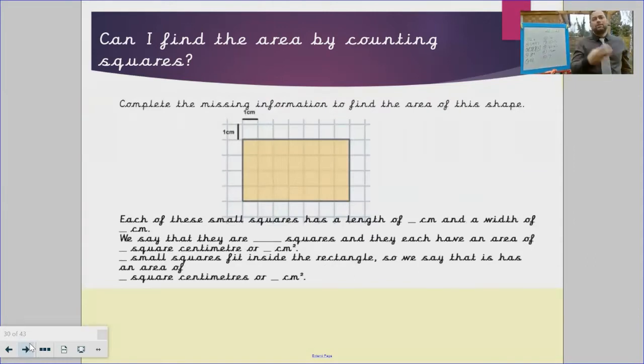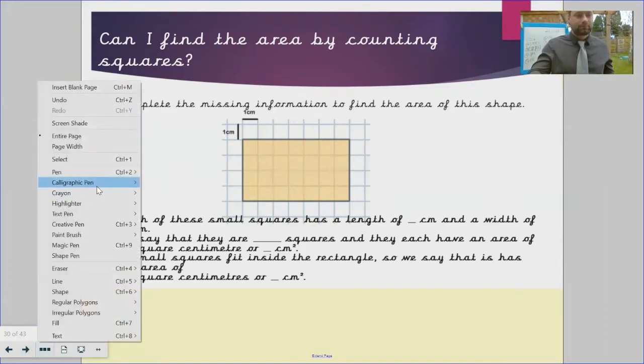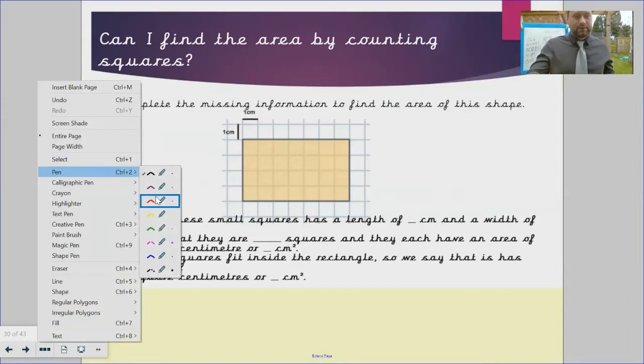Okay, so here you can see on the screen, we have a rectangle. And what we're going to do is work through this together and complete the missing information to find the area of the shape. So listen carefully. Each of these small shapes, I need to get my pen out for this one. Let's get a red pen.